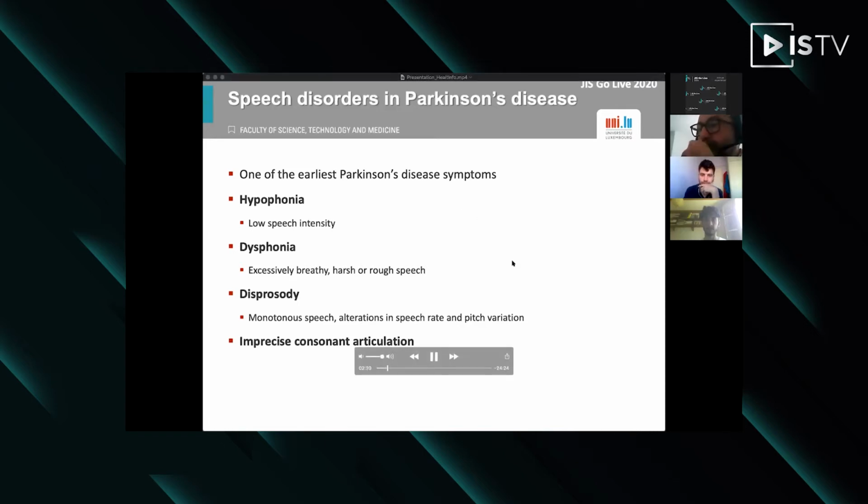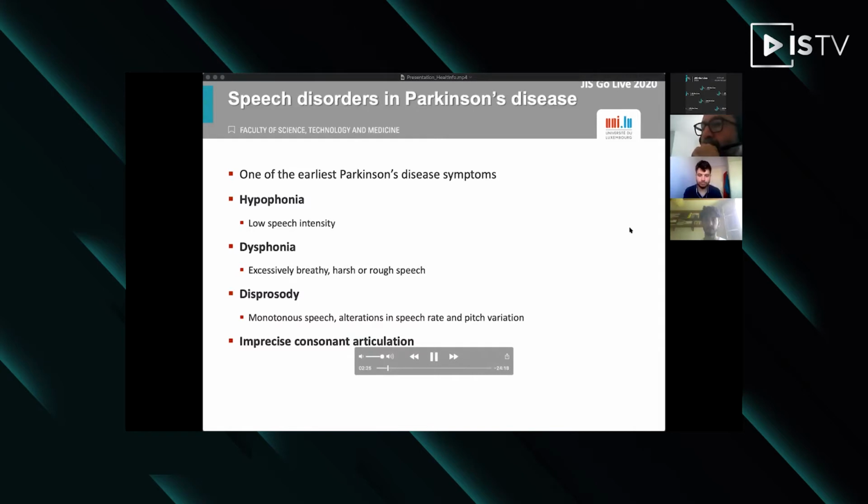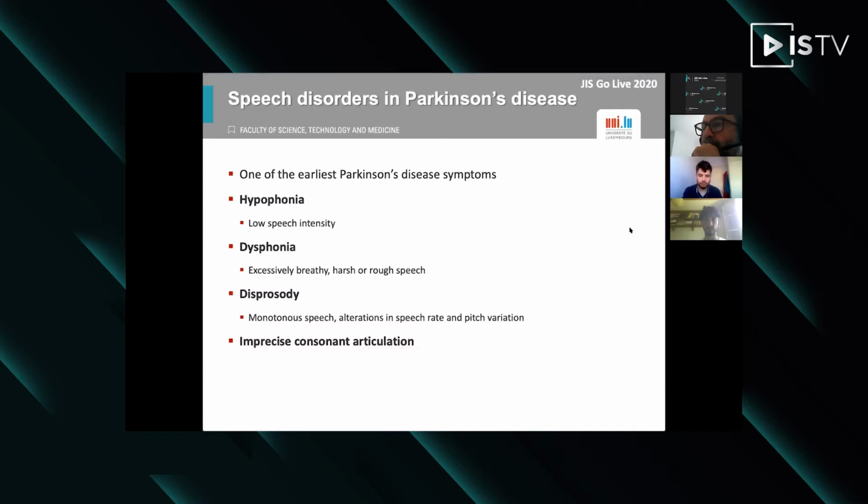This is indeed one of the earliest Parkinson's disease symptoms, although often overlooked by both health practitioners and patients in the early stages of the disease. The speech disorders that appear are hypophonia, or low speech intensity; dysphonia, which is manifested as excessively breathy, harsh and rough speech; and dysprosodia, which is manifested by a flat, monotonous speech, and also by alterations in both speech rate and variation of pitch. Sometimes it is also manifested as imprecise consonant articulation.